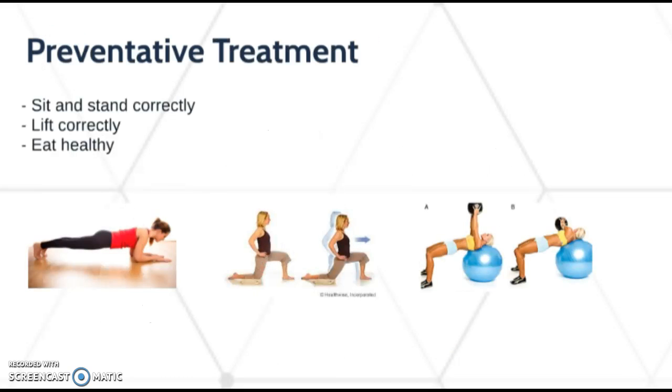For those that are interested in preventative treatment, studies showed that by sitting and standing correctly, lifting correctly, and eating healthy is a good way to prevent spondylolysis. At the bottom you will see 3 different exercises that will also help in strengthening the lower back area. This includes planks, hip flexor stretches, and a modification of the dead bug abdominal exercise.